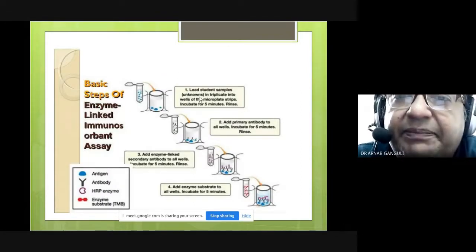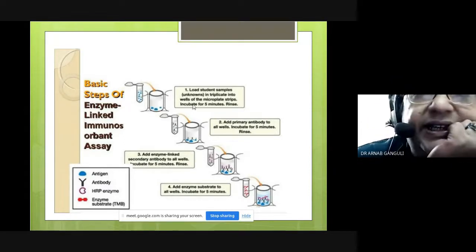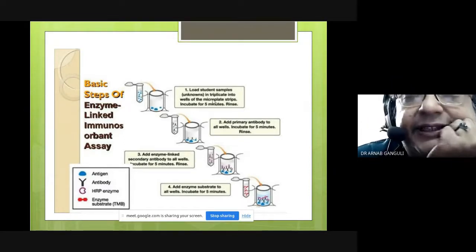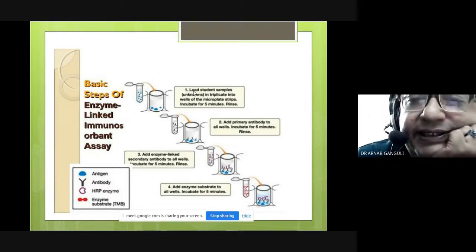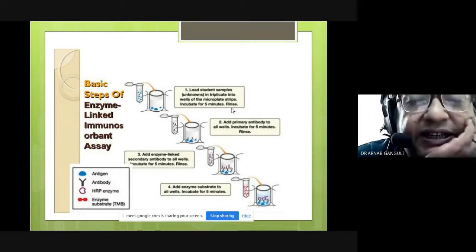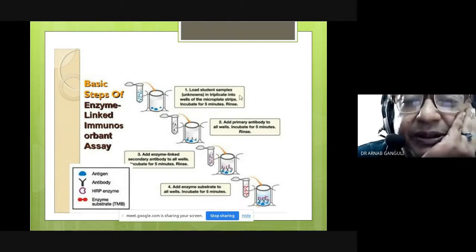So load samples in triplicates into wells. Normally 3 samples are there, you take them in triplicates. The 3 must give similar readings, otherwise it becomes an outlier. It should be reproducible. Then you add the primary antibody, then to that you add the secondary antibody, and then the enzyme, and then you read them.